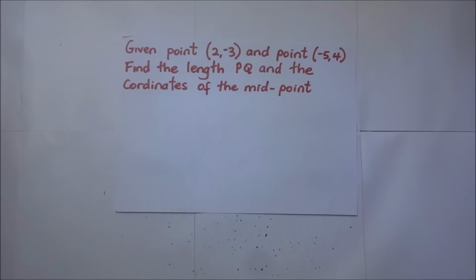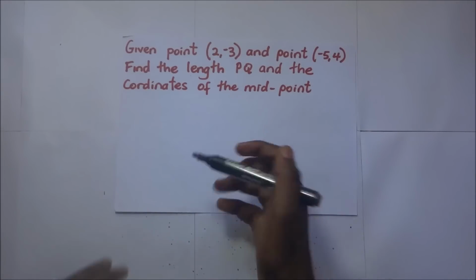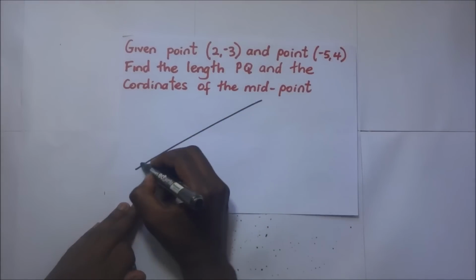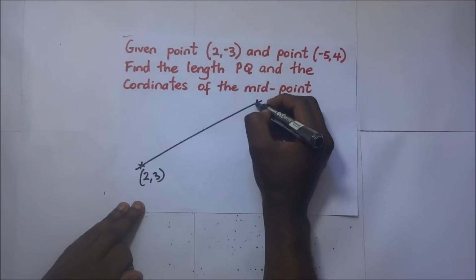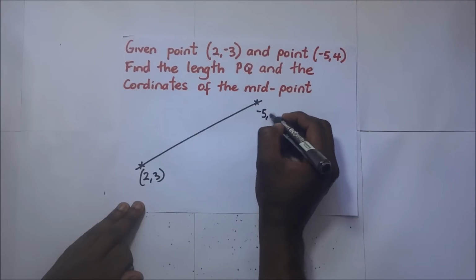So we've been given point P (2, -3) and point Q (-5, 4). Find the length PQ and the coordinates of the midpoint. So we have this line right there. It has the point (2, -3) and it also has the point (-5, 4).